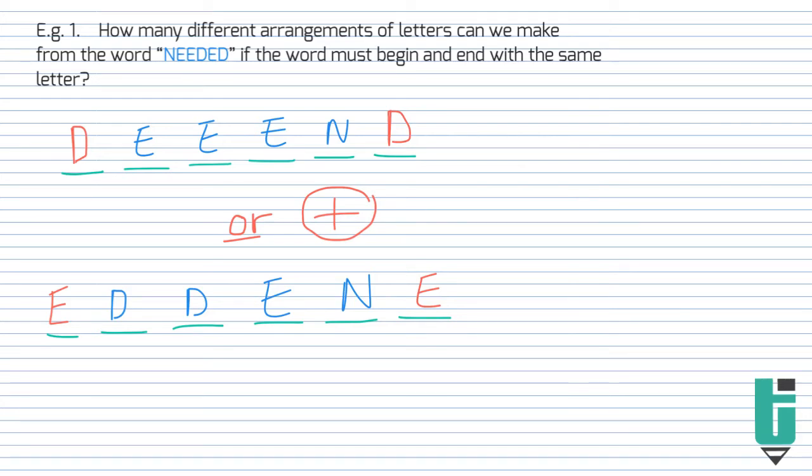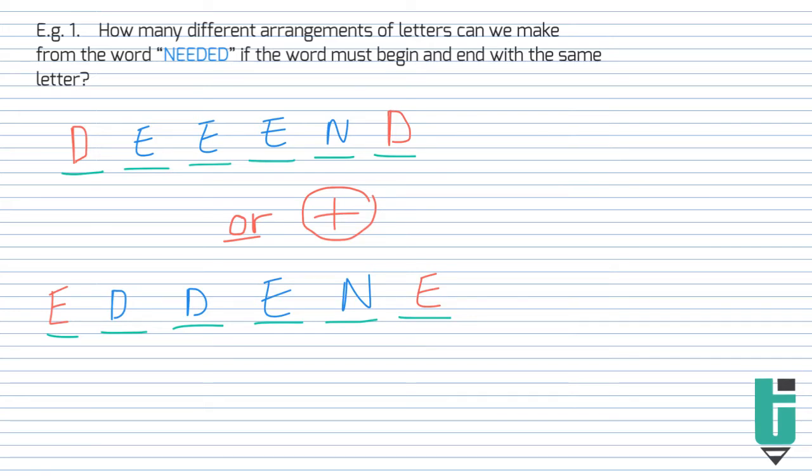So let's determine the different arrangement possibilities for each case. In case 1, we know that we have a word with identical letters, so we'll have to take that into account. First of all, we see what is the total amount of arrangements without considering the fact that there are identical letters, if you remember from the previous video.